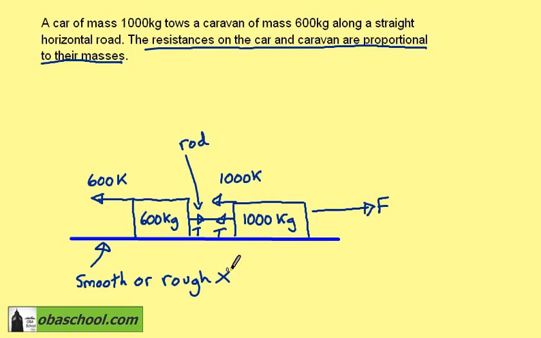Within the rod itself here, the two directions cancel out. But if we consider the caravan by itself, we assume the tension pulls it towards the right. And if we consider the car by itself, the tension would pull to the left.